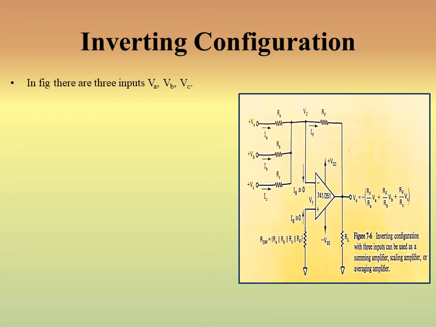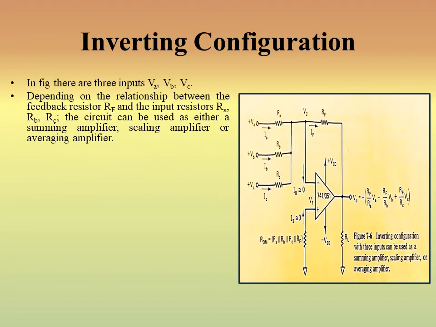So as you can see from the figure, there are three inputs, VA, VB and VC. Depending on the relationship between feedback resistor RF and the resistors RA, RB and RC, this circuit can be used as a summing amplifier, scaling amplifier or an averaging amplifier. So basically what is the relation between RF and RA, RB and RC is important here.